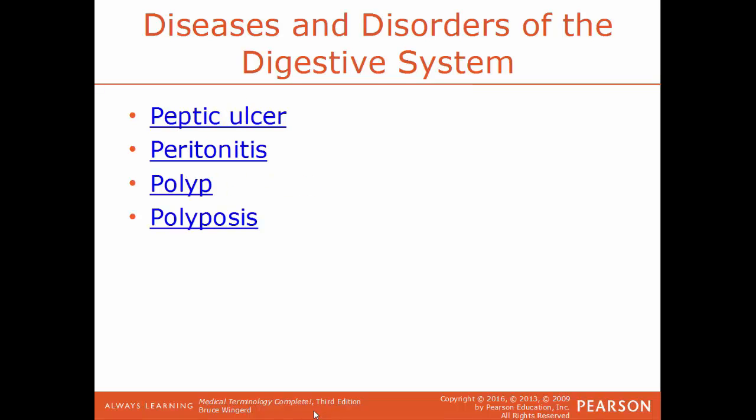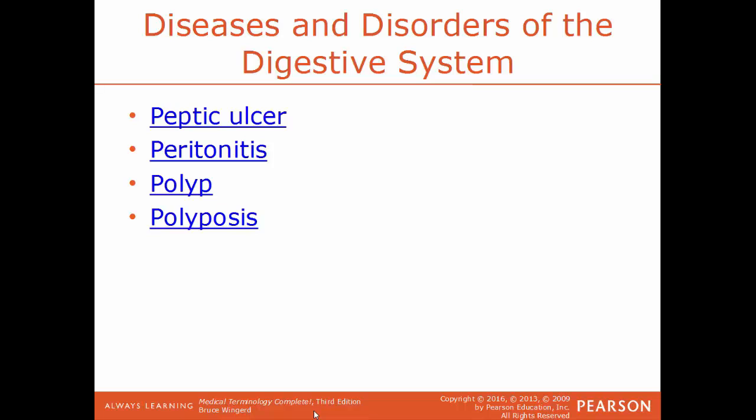Peptic ulcer is having an ulcer or a lesion within the lining of the digestive tract. This usually occurs within either the stomach or the duodenum. Peritonitis is the inflammation of the peritoneum, which is the membrane that lines the inner abdominal wall and covers the organs within the abdomen. Polyp, this is a small growth.